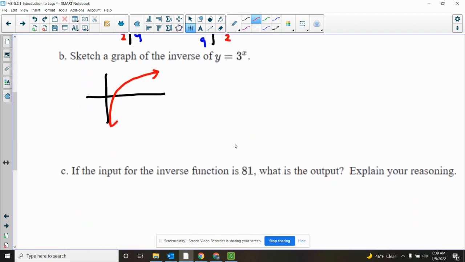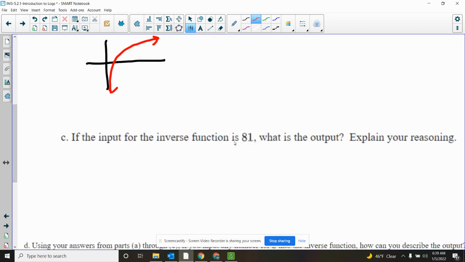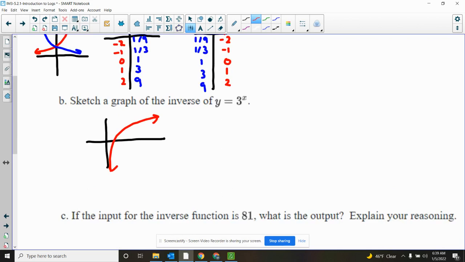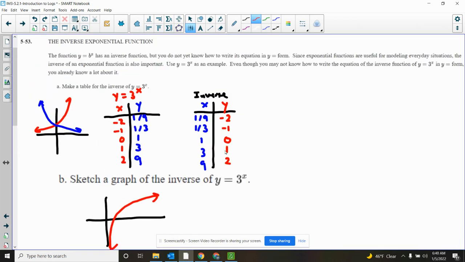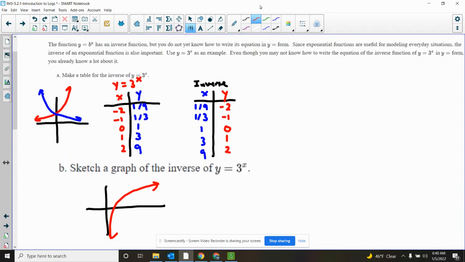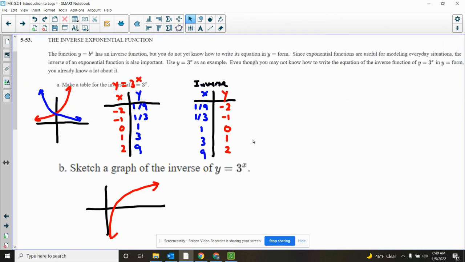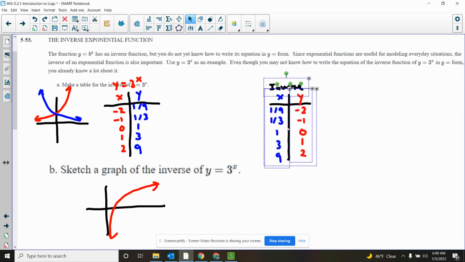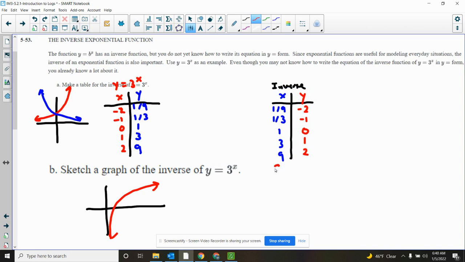All right, next up. If the input for the inverse is 81, what is the output? Okay, let's think about that for a moment. If the input for the inverse is 81, what is the output? So we're essentially saying, let's take this table and add another entry. Let's put 81. And just for color consistency, I'm going to switch back to my blue. Let's put 81 over here. What then would we end up with on this other side?